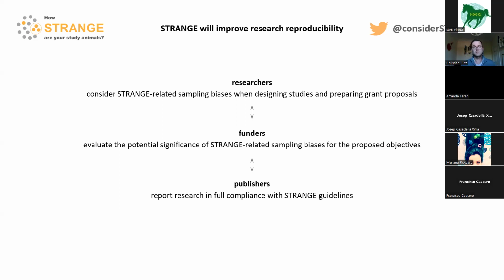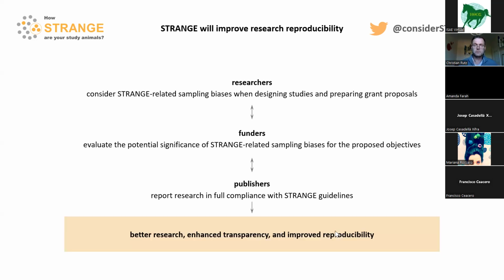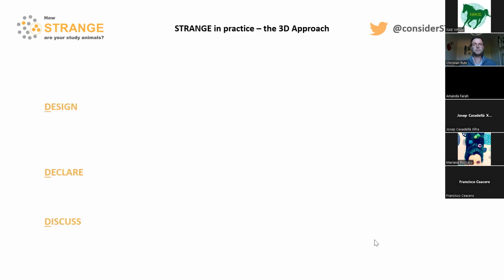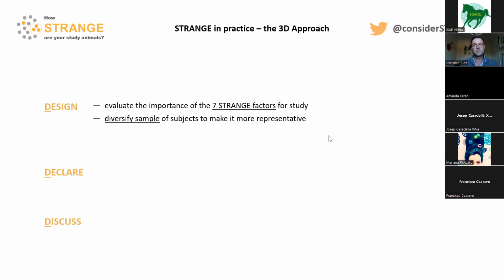When a piece of research has been completed and is being written up for publication, publishers can do their part by encouraging that authors report research in full compliance with the STRANGE guidelines. I will explain how that can be done. We hope that this pipeline, this collaborative interaction, will lead to better research, enhanced transparency, and ultimately improved reproducibility. So how can we use STRANGE in practice? We came up with what we call the 3D approach: design, declare, discuss. So at the design stage, as you try and develop ideas and experimental protocols and analysis protocols for a new study, we encourage you to evaluate the importance of the 7 STRANGE factors for your study.